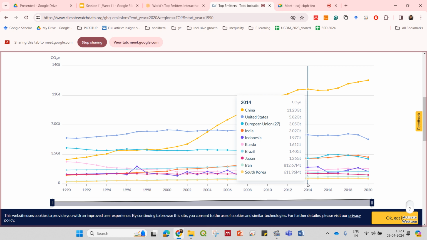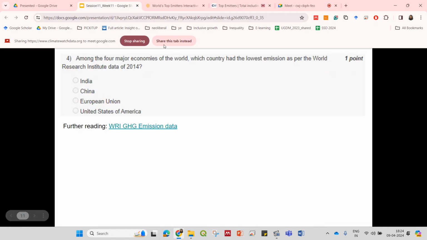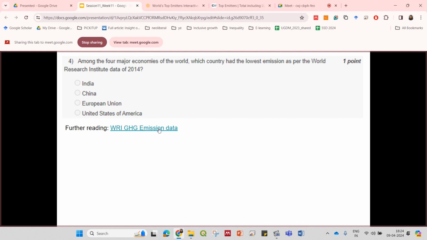in 2014. So let's come back to our question. So according to this, India is the lowest emitter according to the emission data of 2014. So I hope that is clear. I have linked this so you can go ahead and use this on your own.